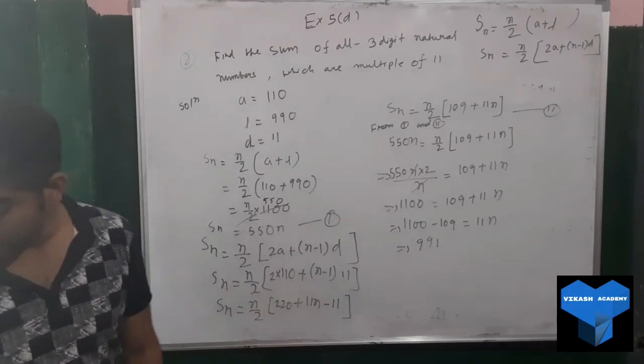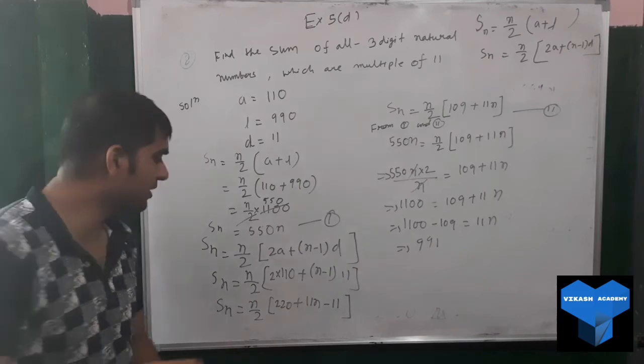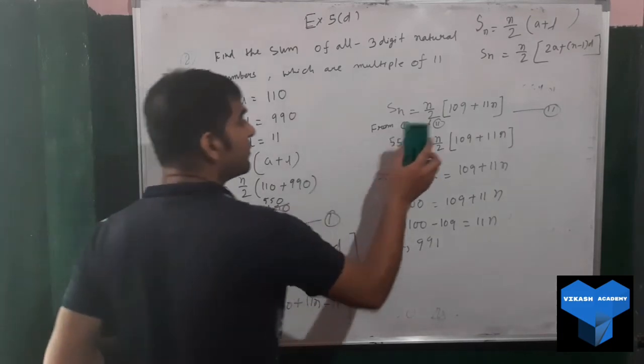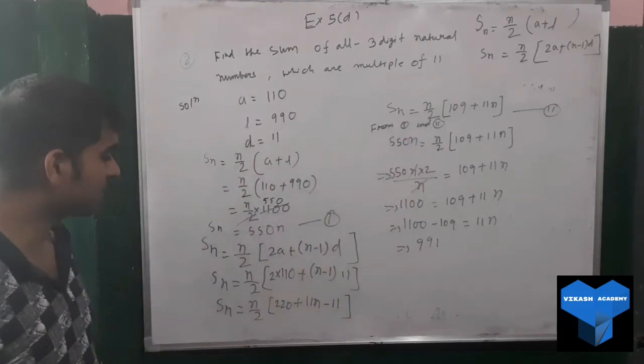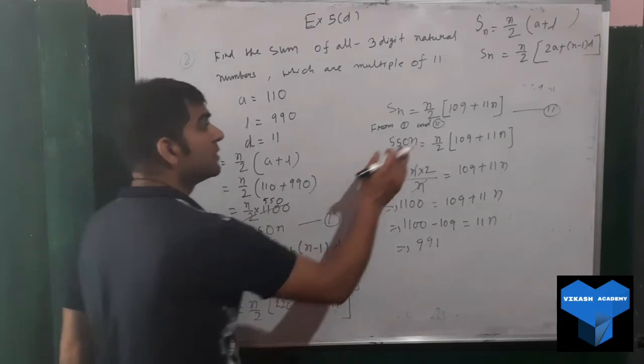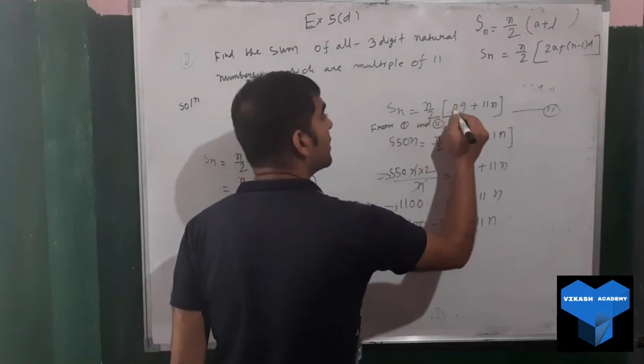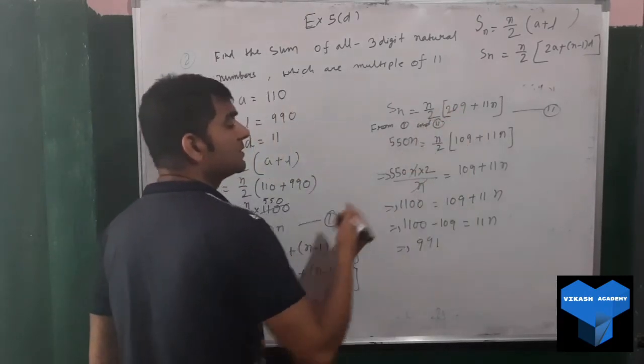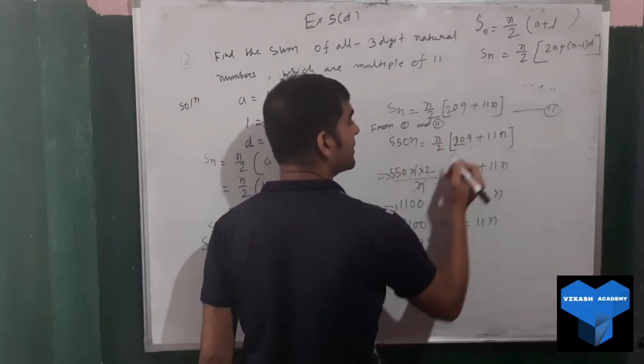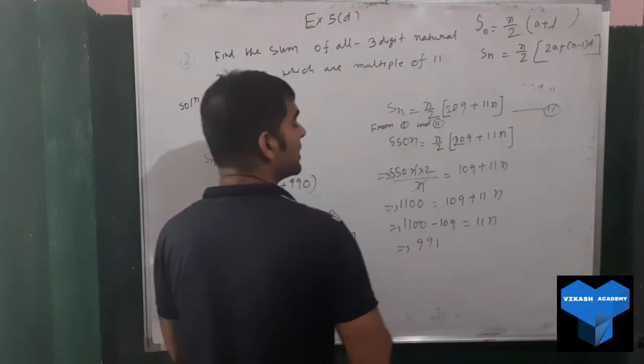Okay, so we will try to correct the mistake here. Let us see. Here we have 220 minus 11, it will be 209. Okay, 209. Next here also we will have 209. Let us see what we are getting now.